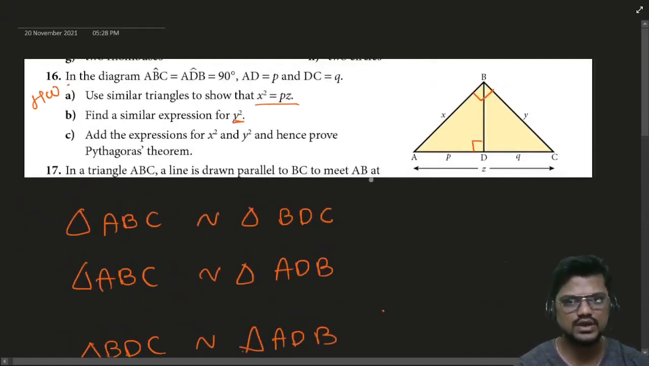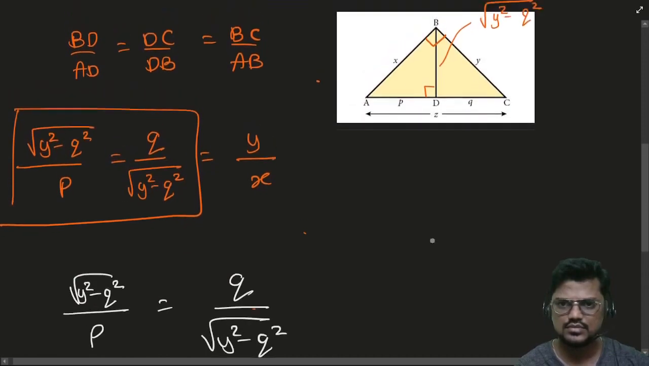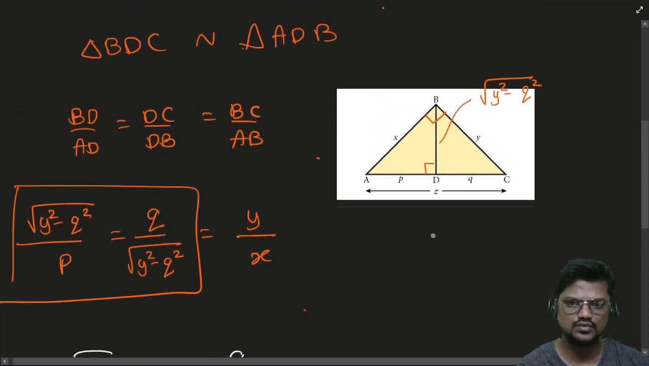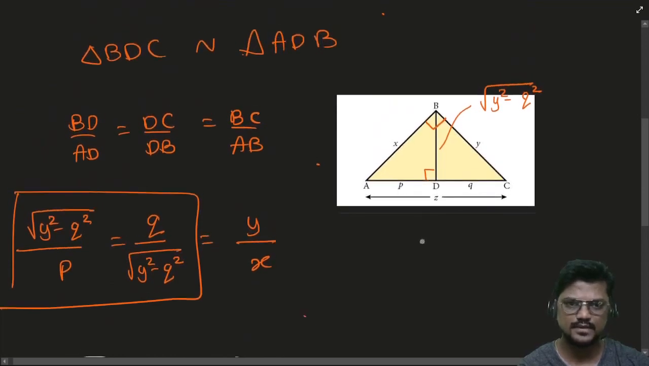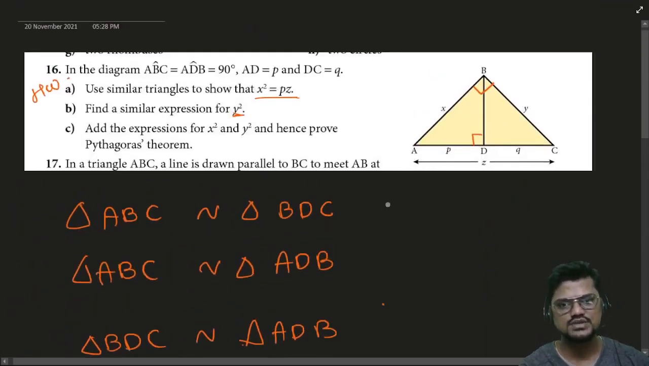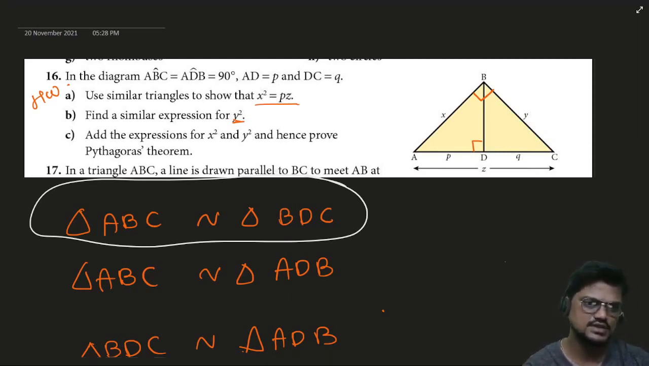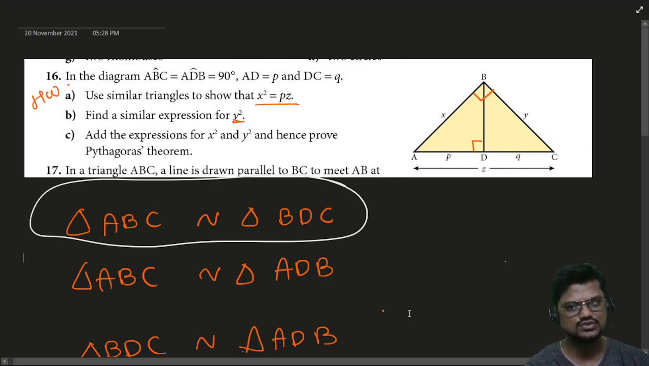Also, we have to prove x square equals pz. How we can prove that? For that we have to use these two triangles. Then we will be able to do it, because the x is the part of this triangle, that is triangle ABD, and z is the whole triangle. We'll do this question in the next class also, and then we'll continue it. For the time, we can end this session over here.